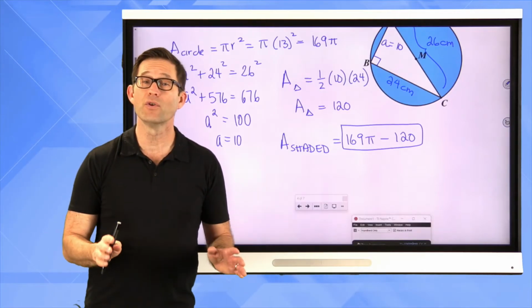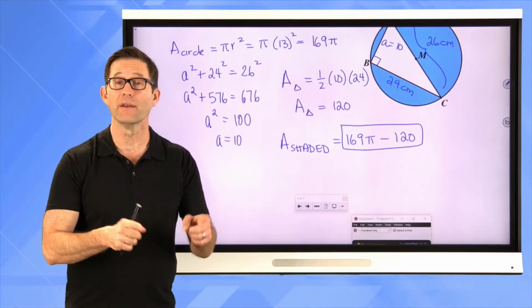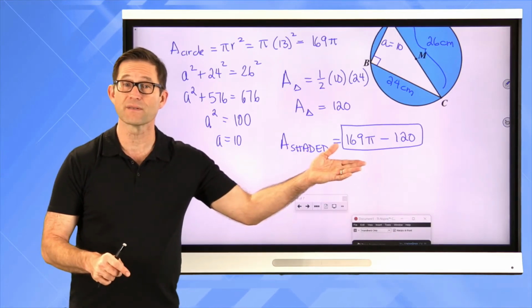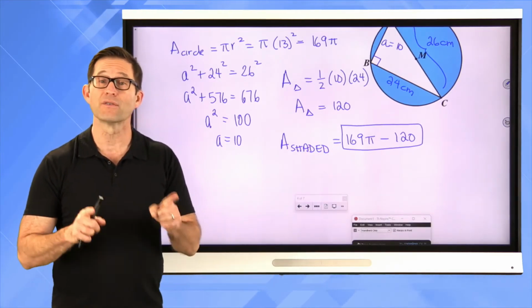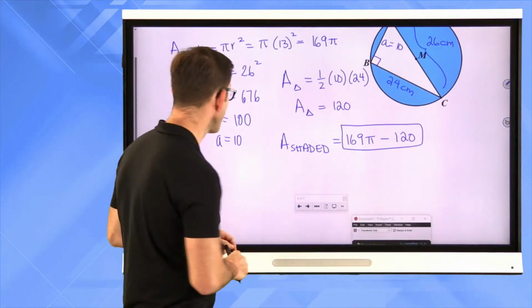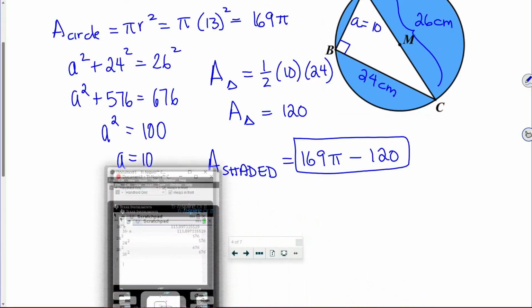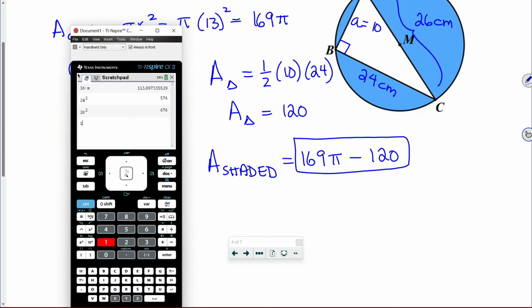So they asked us to do two things. They wanted to have our answer in terms of pi, and that's this. And then they wanted the answer to the nearest square centimeter, which we'll get right now. And it'll be as easy as this, right? We're going to do 169 pi minus 120, enter. And that means that the area that's shaded is equal to 411 square centimeters.